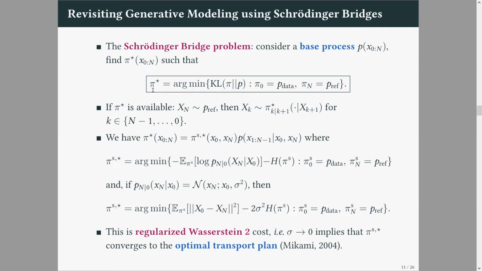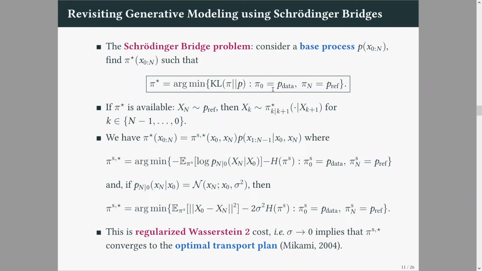If I had access to pi star, by using ancestral sampling on the pi star density, I would have access to a generative model. What I would do is sample at time n from pi star n, but pi star n by definition is equal to P_ref, my multivariate standard normal. And then I would recurse backward till time 0, and I would obtain at time 0 a sample from pi star naught, which by construction is equal to the distribution of the data. So if I could do that, by using ancestral sampling on pi star, I would have access to a generative model.